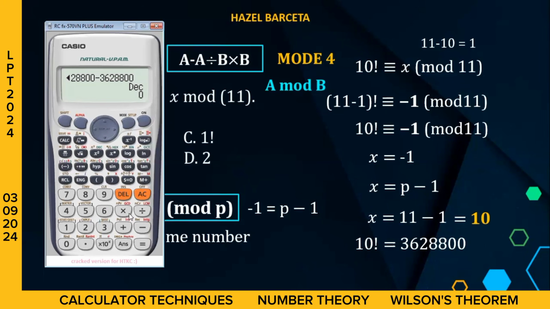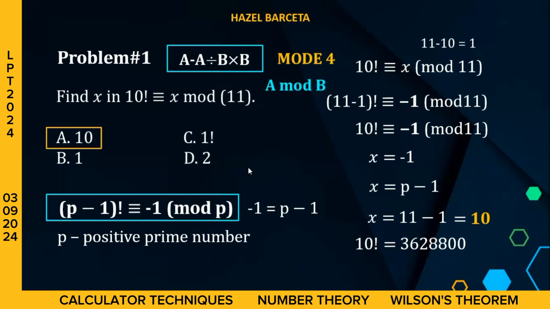If talagang 3,628,800. So, it's true. Then, mode 4 na po tayo. A. So, ang ating A ay 3628800. Copy po natin ulit dahil A minus A tayo. 3628800. Then, divided by B, which is 11. Very good. Then, times 11. Then, equal sign to solve for the remainder. Remainder na po agad yung lalabas dito. Yes po, remainder. So, equal sign, we have 10 and indeed, it is 10. So, meron na po tayong options. And the answer is letter A.